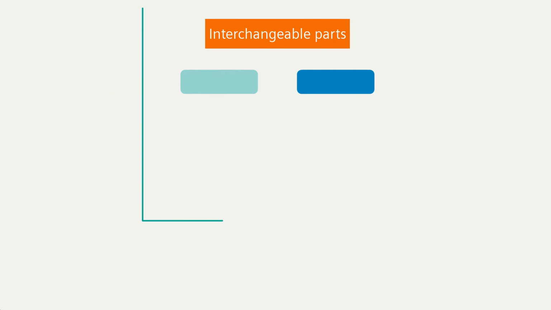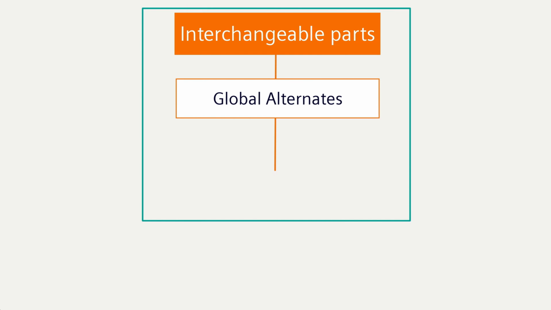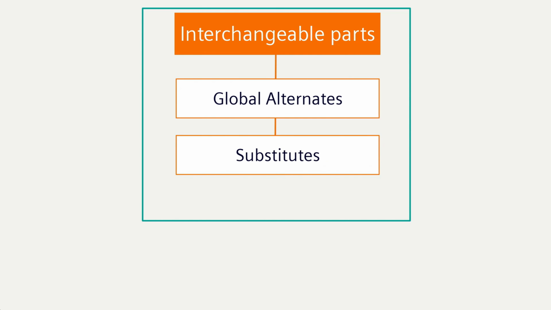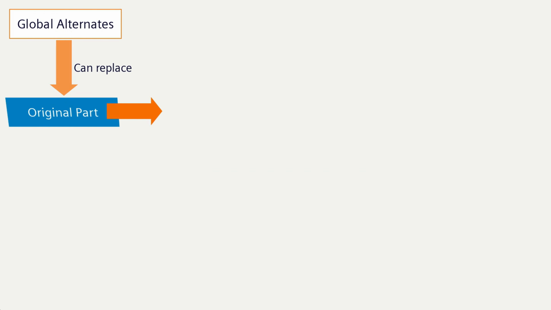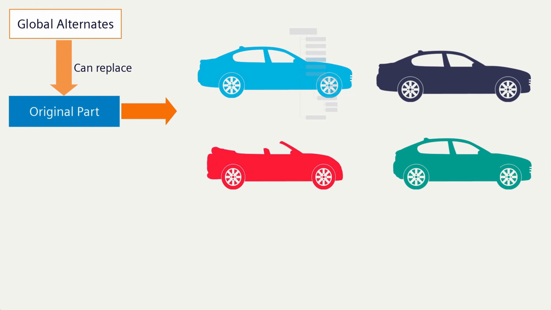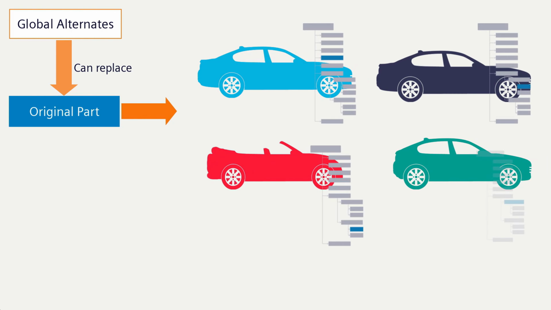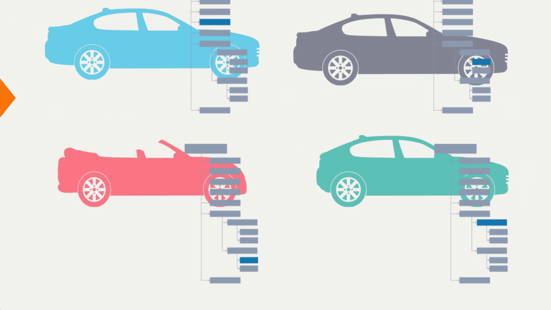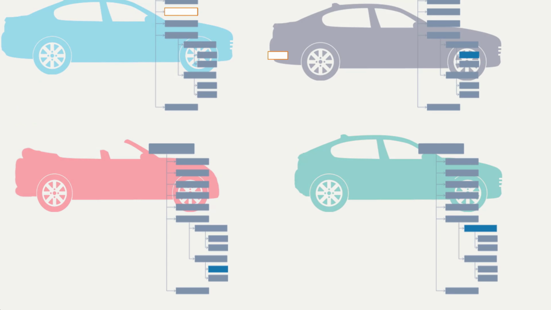In Teamcenter, these interchangeable parts are categorized under two types: global alternates and substitutes. A global alternate, also referred to as an alternate, is a part that can be interchanged with another part under all circumstances. This is irrespective of where the other part is used in the product structure. Alternates are not specific to a variant or a product.